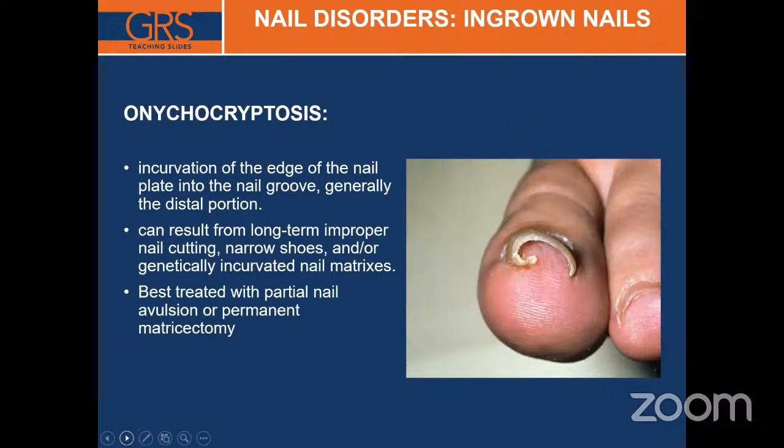So, onychocryptosis. It is basically incurvation of the edge of the nail plate into the nail groove, generally the distal portion. See, this is the ingrooving. It can result from long-term improper nail cutting, narrow shoes, or genetically incurvated nail matrices. The best treatment would be a partial nail avulsion or permanent matrixectomy.